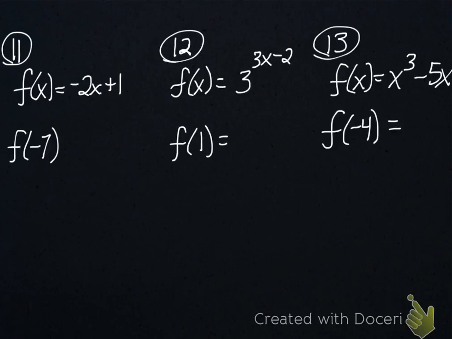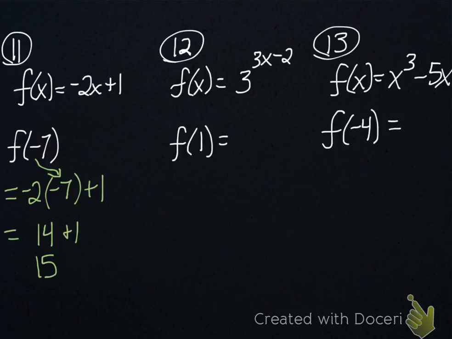Number 11. Now we have some simple evaluation problems. All we have to do is plug it in. Okay, so I'm plugging in a negative 7 for x. That's easy. So it would be negative 2 times my negative 7 plus 1. Okay, what's negative 2 times negative 7? 14. So 14 plus 1. What's that? Okay, 15. So the f of negative 7 equals 15.